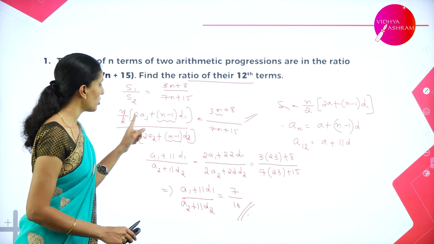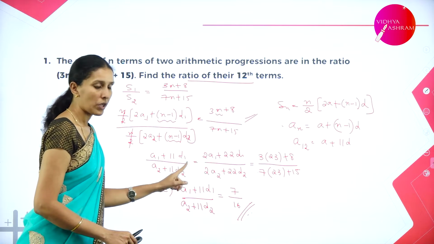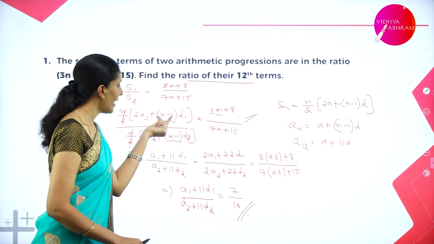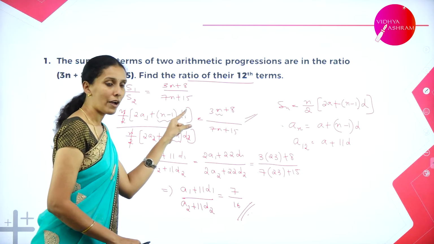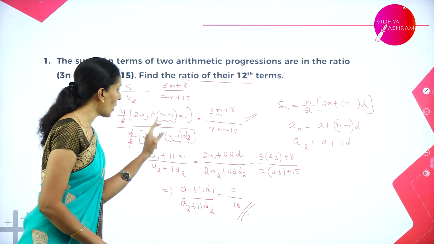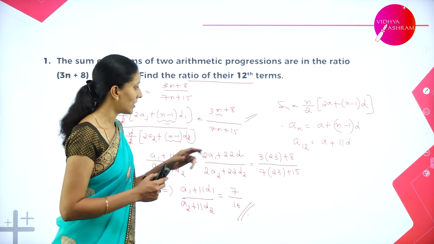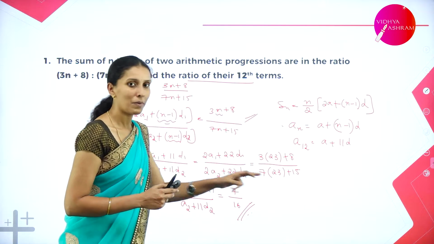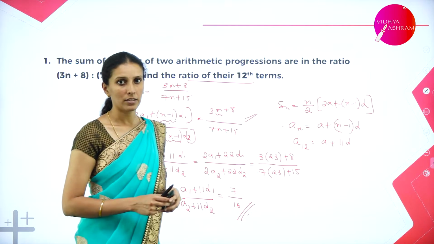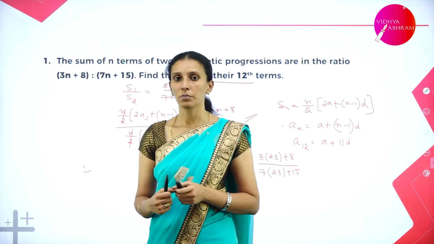Compared to this equation, you have 2A1. So if you want 2A1 here, multiply with 2. When you multiply with 2, you will get the ratio in this form. Now here they have given (n minus 1) D1, so 3 must be multiplied with n. If n minus 1 is 22, clearly you can say n is equal to 23. So in the place of n, replace 23, solve it, and you will get the ratio of the 12th term. This is how you can find the ratio of the 12th term in this problem.